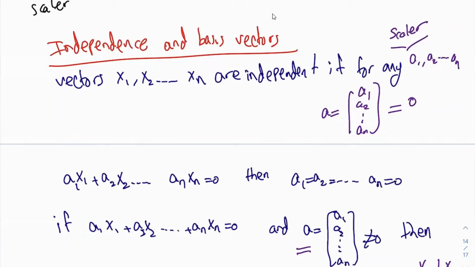Okay, so now let's talk about independence and basis vectors. We said vectors x1, x2 all the way to xn are independent if for any scalars a1, a2, an, the linear combination of these vectors is 0 if and only if all the scalars are 0. And they are dependent, of course, if at least one of the scalars is non-zero.